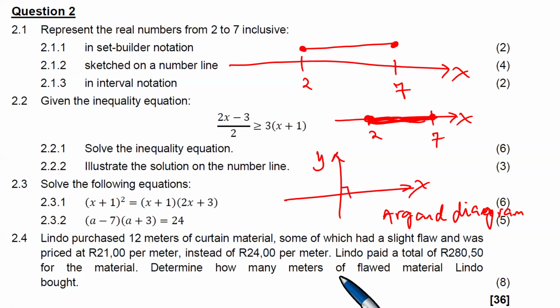But now we are saying sketch on a number line, right? So the number line sketch for 2.1.2 will be exactly that one. That is something that becomes very important there. So take a look at that and make sure you understand it. The interval notation: how would you write this in interval notation? Okay, what is the interval notation?